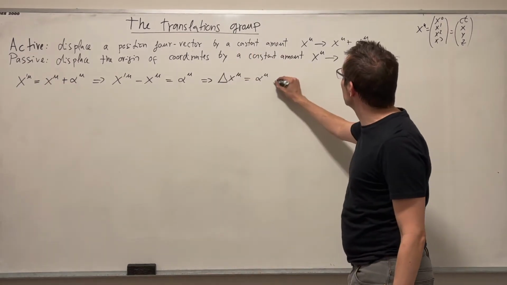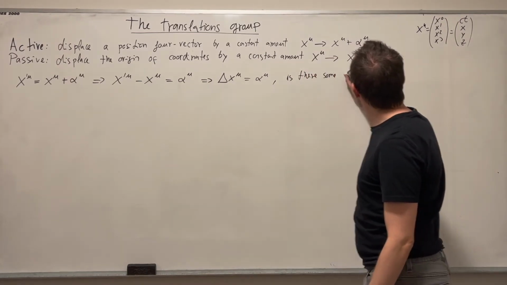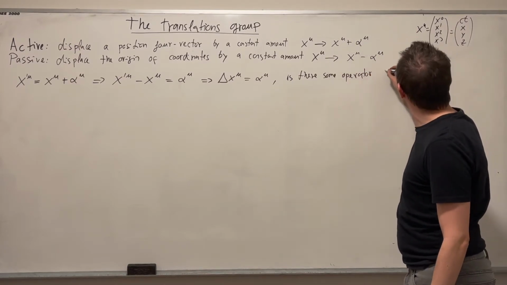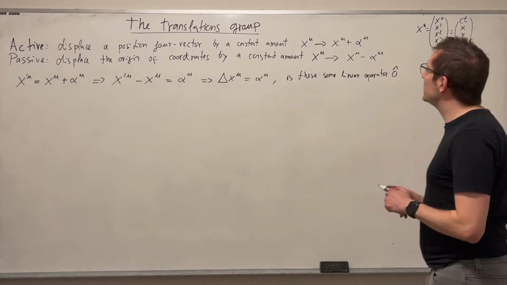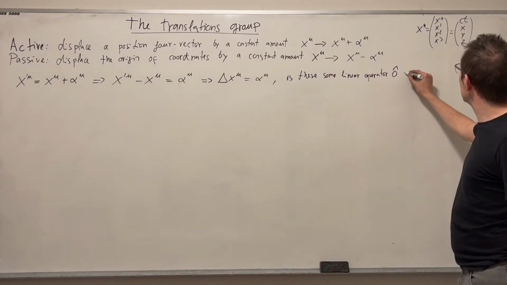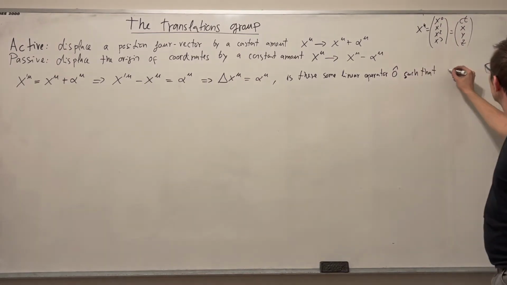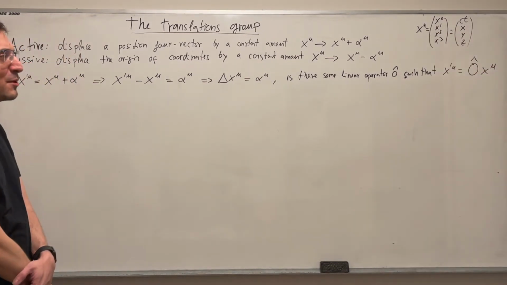The question is, is there some linear operator O such that I can write x'^mu equals some O hat acting on x^mu? Is there such a thing? What we're going to do now is try to find that thing.